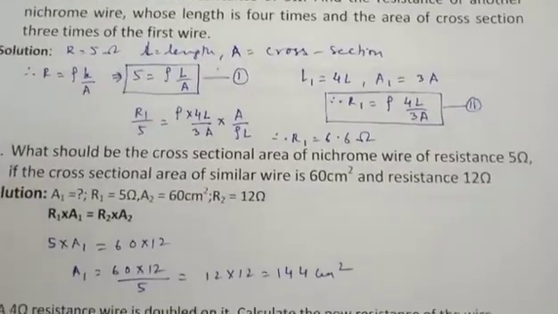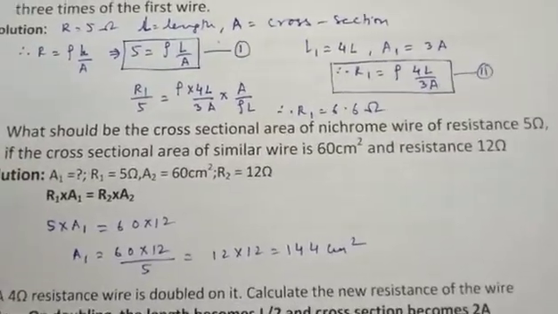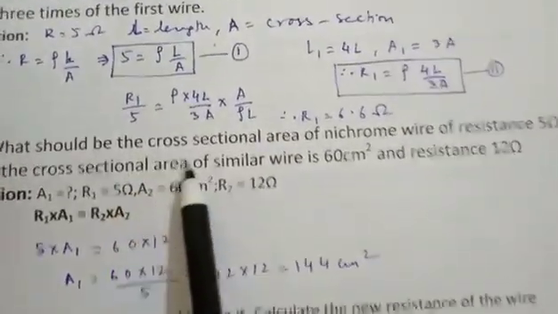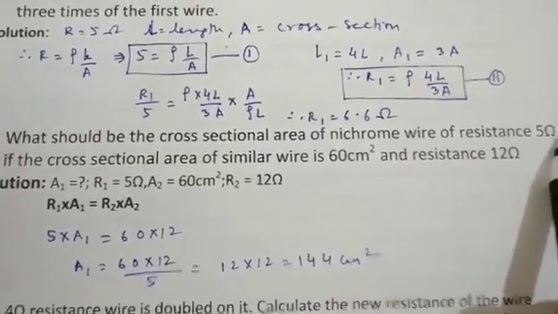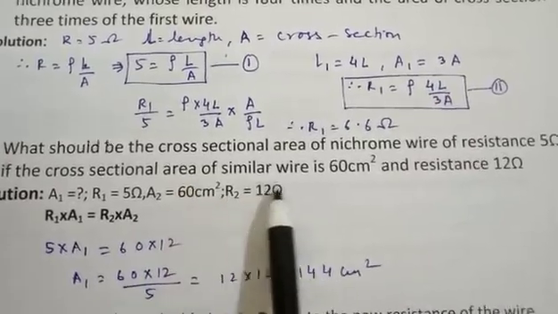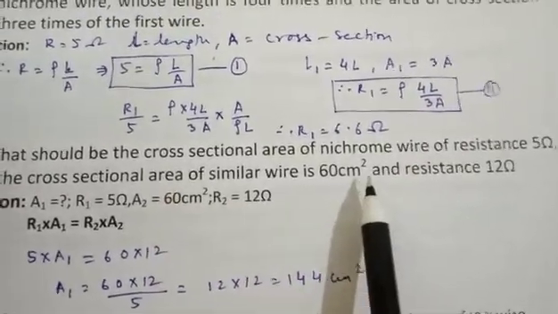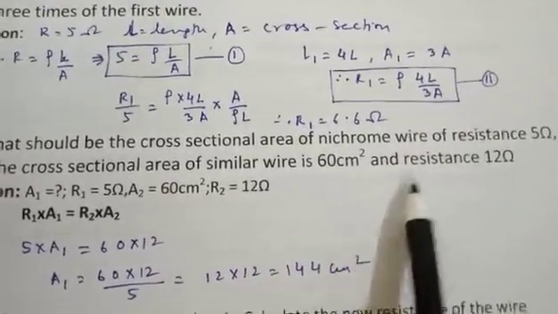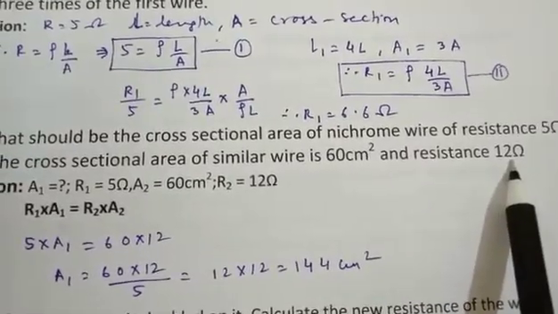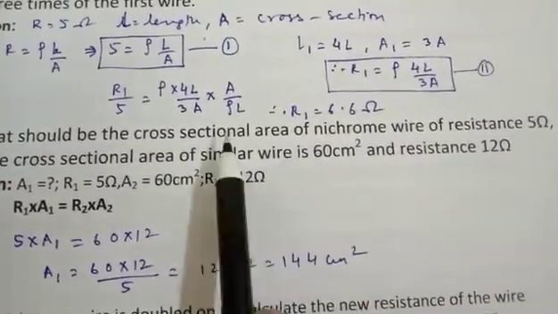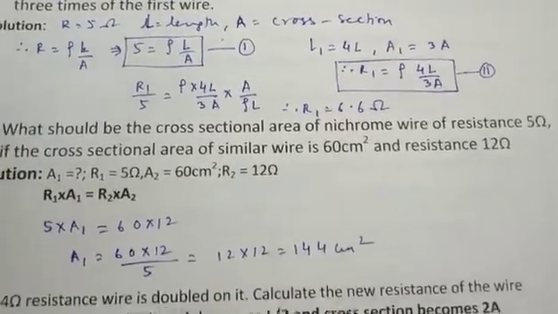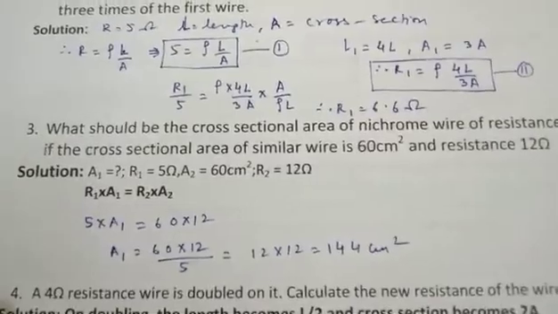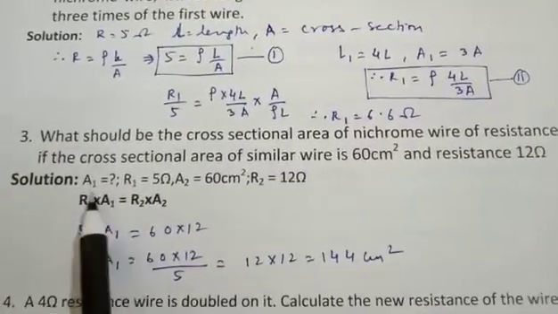Now we go for the third pattern of the exercise. What should be the cross-sectional area of nichrome wire of resistance 5 ohm if the cross-sectional area of the similar wire is 60 centimeter square and resistance 12 ohm? That means again, since both have the same thing, similar wire, the resistivity will be same. And now we are proceeding in the same manner.